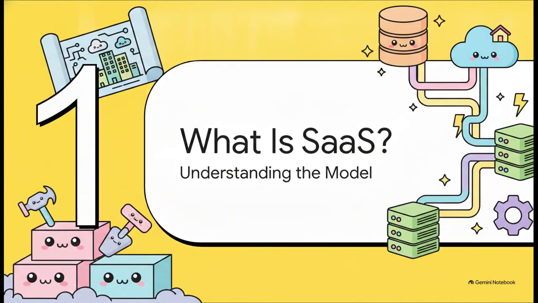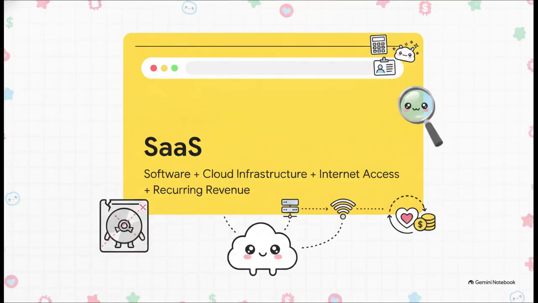All right, Phase 1, what is SaaS? Let's lay the groundwork. So we can define a modern SaaS product using this really straightforward formula. It's software plus cloud infrastructure plus internet access plus recurring revenue. We've completely shifted away from the old days of buying software on a physical disk. I mean, think about it. Today, SaaS products handle almost everything, from accounting and HR to cutting-edge AI generation, and it is all delivered directly through your web browser. It's a total game changer.